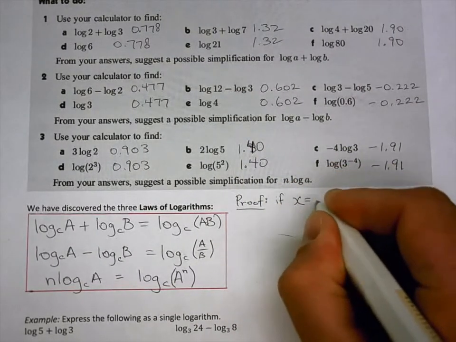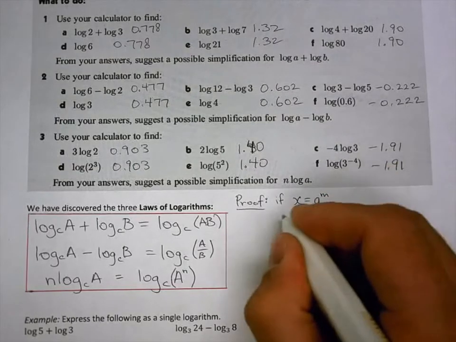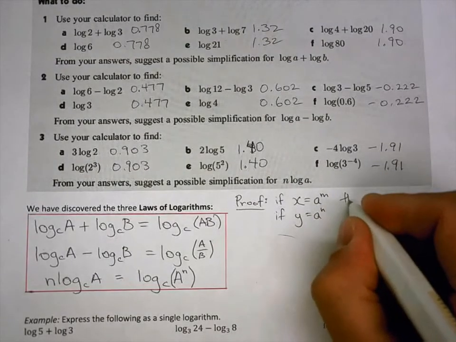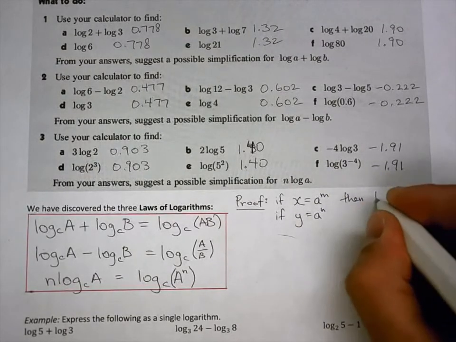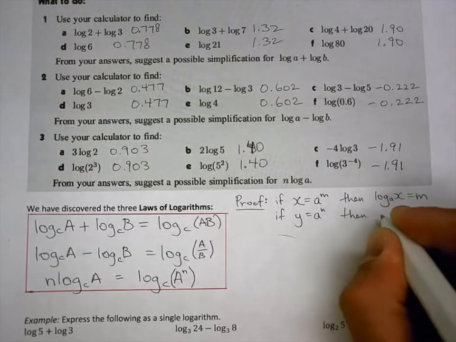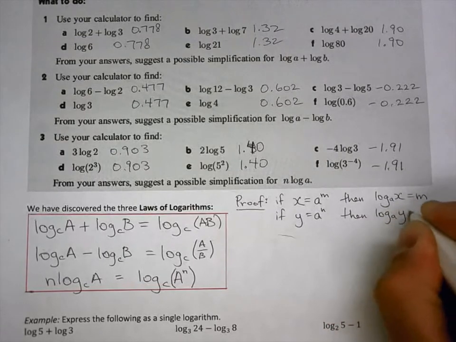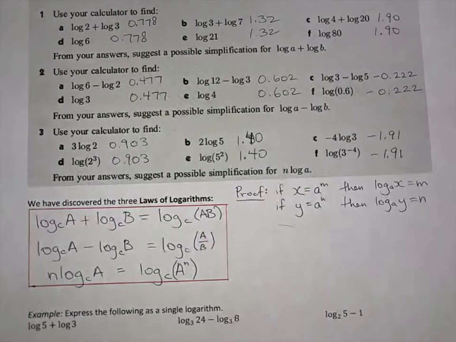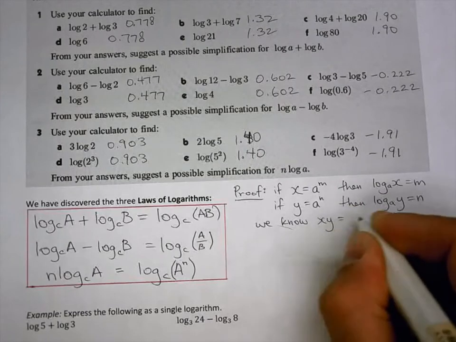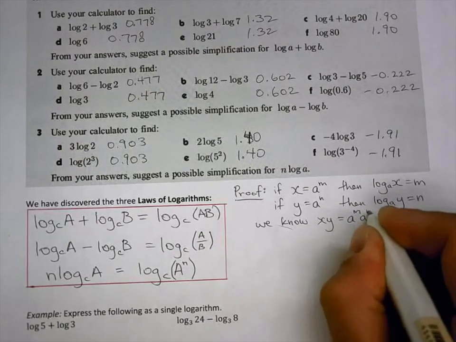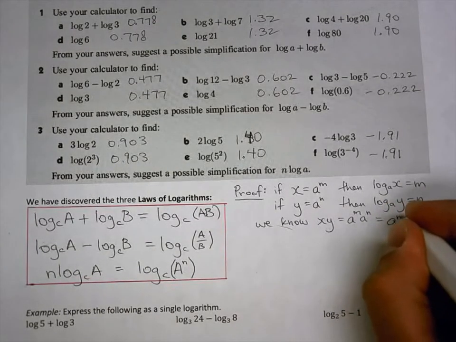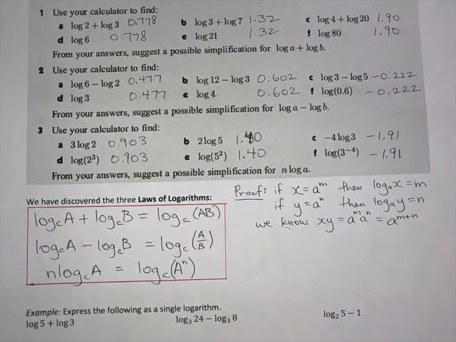So if you have x is equal to a to the m, and y is equal to a to the n, then I can rewrite these as logarithms. So it's going to be log base a of x is equal to m, and log base a of y is equal to n. So I just rewrote it using the definition of a logarithm. We know that x times y is equal to a to the power of m times a to the power of n. I just took these and subbed them in. But I know I can solve this using my exponent laws. So this is where I add my exponents.